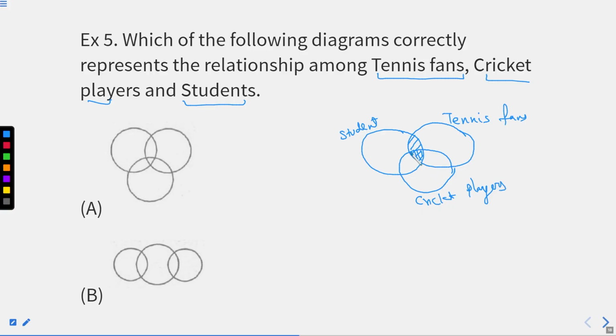Right. Now the center part, which is completely shaded, right? I'll completely shade this for you, right? This is the person who is a student, plays cricket and is a tennis fan, right? This region is a student who is a tennis fan, and this dotted region is a student who is a cricketer, and these lines are the cricket players who are tennis fans also, right? This is the Venn diagram representation, right? And this is in option number A. I hope this part is clear.